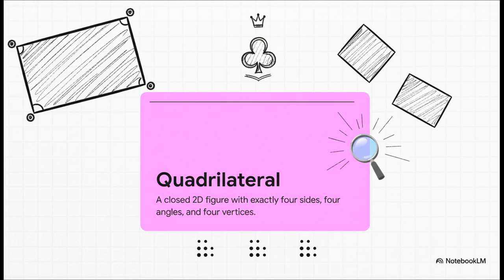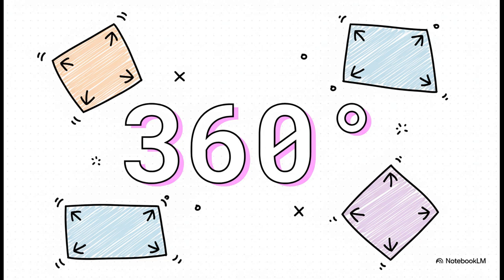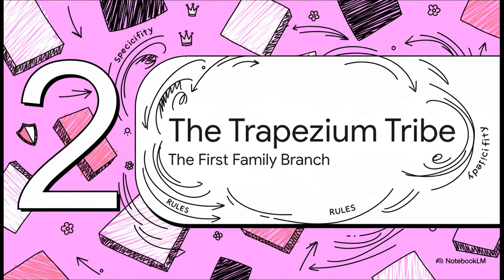Super easy, right? And here's a really cool piece of family magic for you. If you add up all four of the inside angles of any quadrilateral, I don't care how wonky it looks, they will always, and I mean always, add up to exactly 360 degrees. Pretty neat, huh? All right, let's start exploring the family tree.